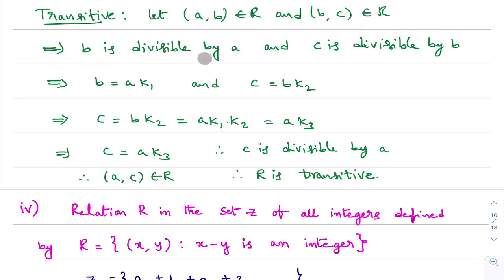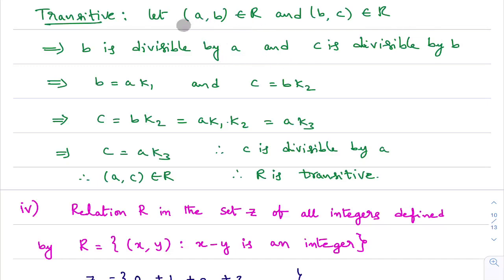If b is divisible by a, b can be written as a multiple of a, that is, a into some integer k1. Here, c is divisible by b means c can be written as b into some integer. What am I trying to say? I am trying to say whether (a,c) belongs to R or not. (a,c) belongs to R when c is divisible by a.